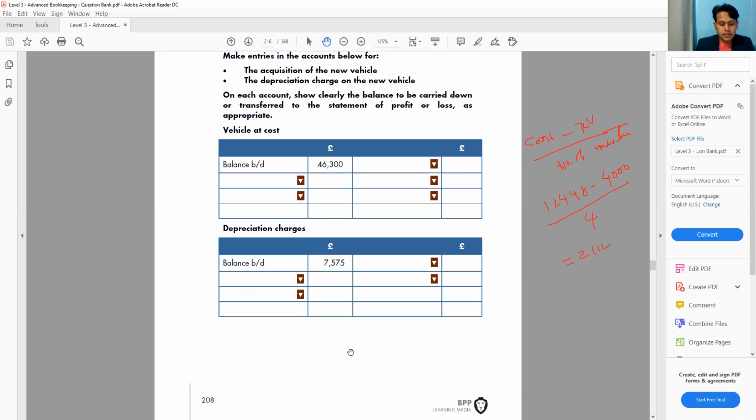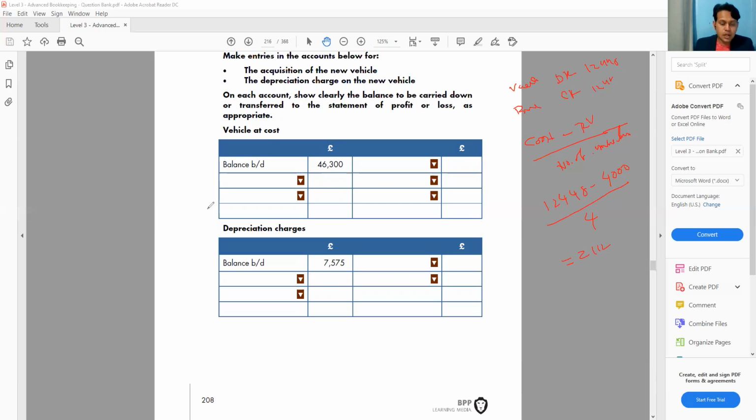So let's have a look at the first one, vehicle at cost. We have purchased one vehicle, the cost is 12,448. So what is the journal for that? If you buy something from the bank, it means you paid the money from the bank, so the money is going out and bank will go down. So bank will be credit and vehicle cost will be debit. So that will be 12,448 on both sides.